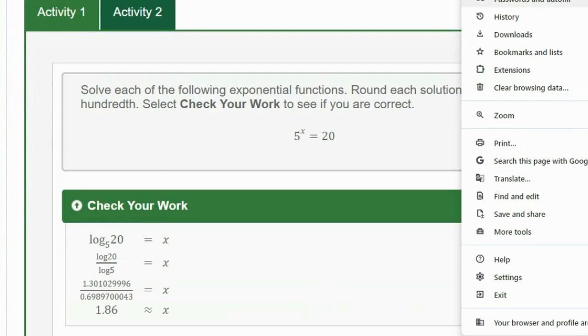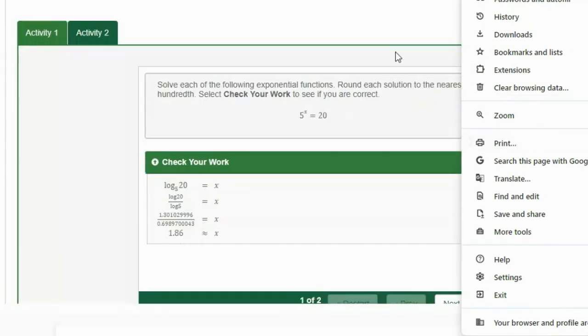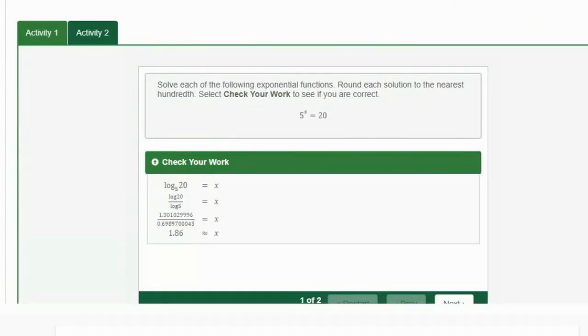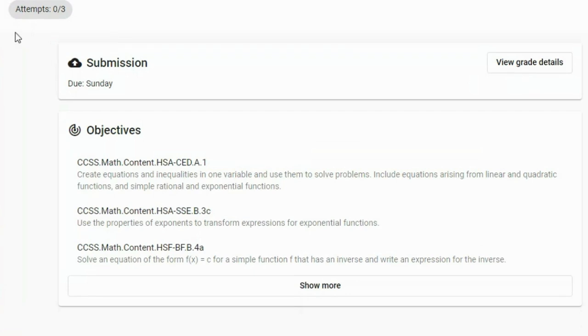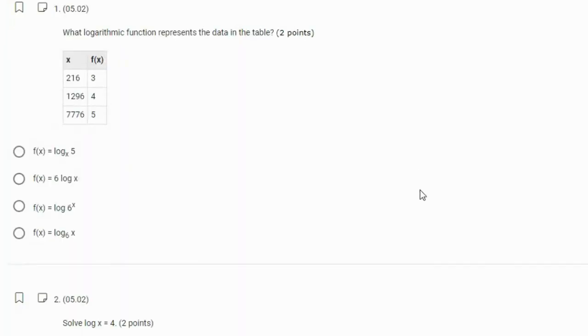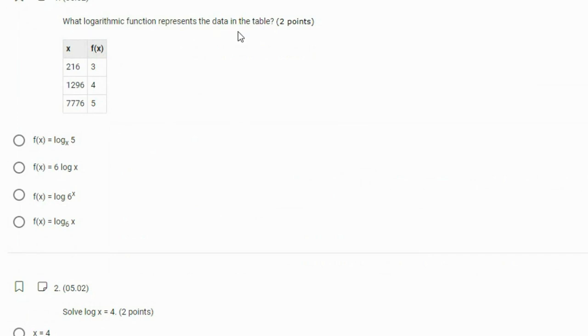All right, I do want to show you the assignment and the calculator that Buzz provides because it works a little differently than mine. Let's go look at the assignment. Which log function represents the data in this table? That's what it starts at, and it starts out with 3, 4, 5. So you may have to go backwards to get 1 and 2, or just figure it out from here. What's happening each time? How many times is that being multiplied? So is this log x base 5, 6 times log x, log 6x, or log base 6 of x?